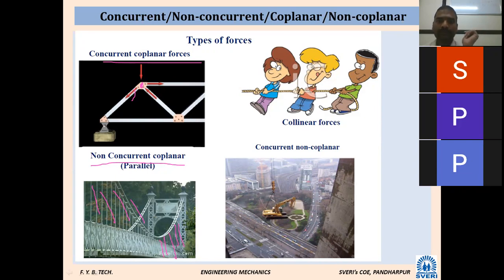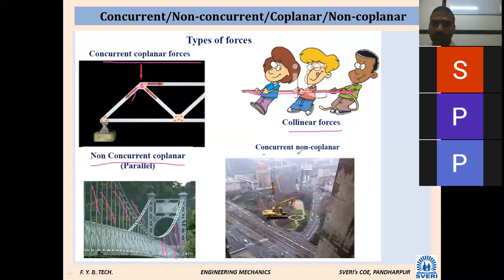Okay. Next, see the example. This is collinear forces. Here there is a person, applying a force like this and pulling. Okay, it means he is pulling. Next, there is one more person, he is also pulling in this direction. There is one more person, he is also pulling in this direction. It means this force is different, this force is different, this force is different, but all these forces are acting in the same line. It means collinear forces. All the forces which are acting on the same line of action are called a collinear force system.